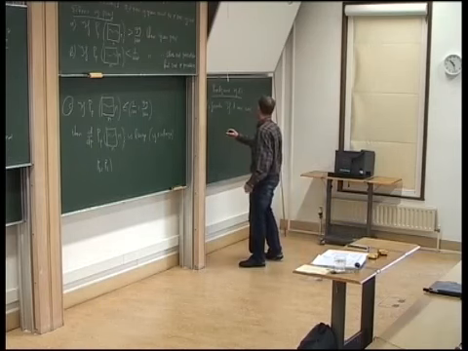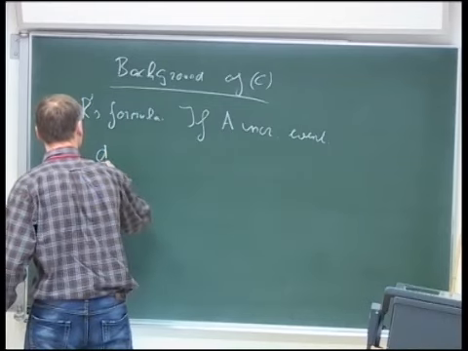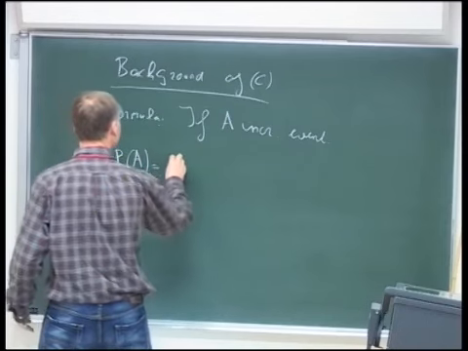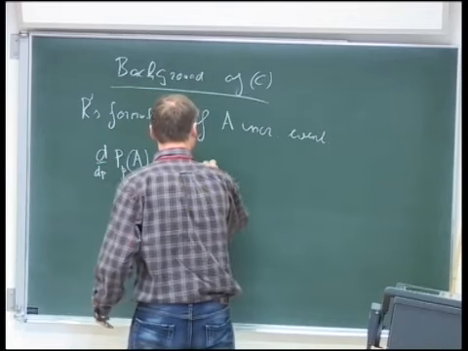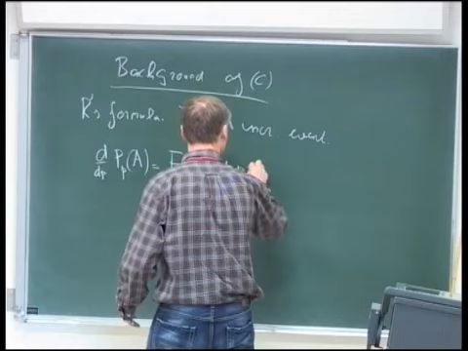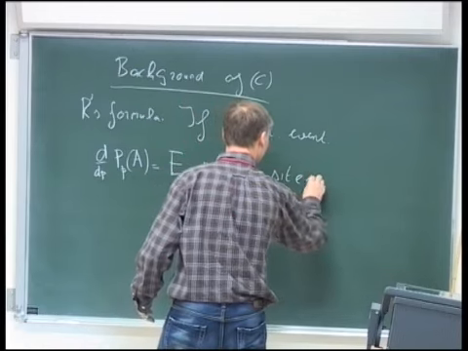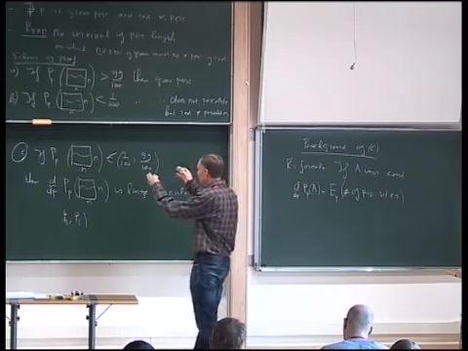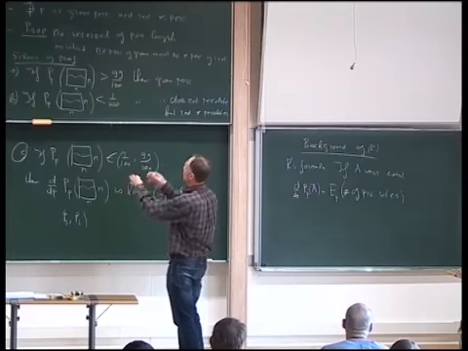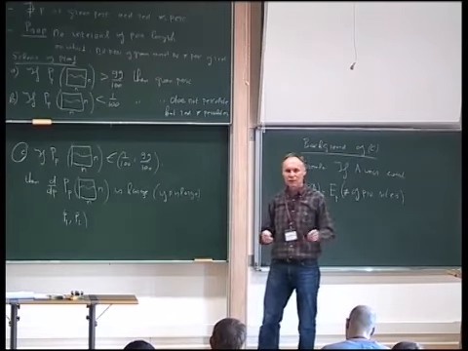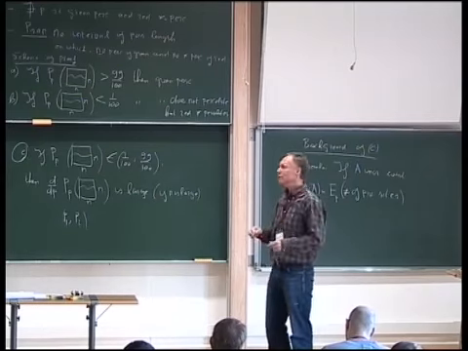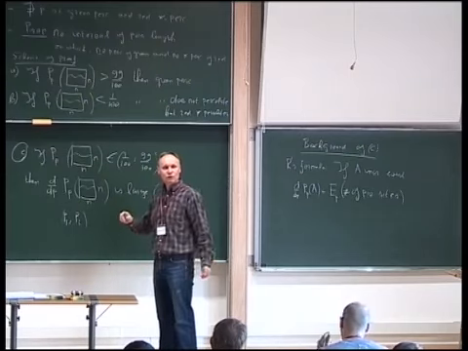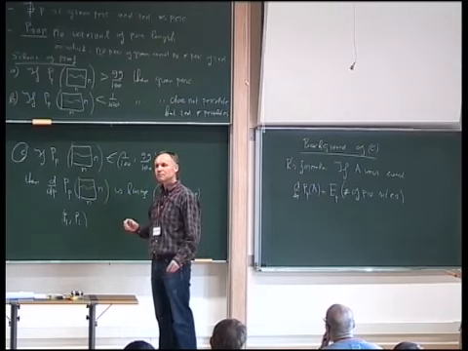And Russo's formula says that for every increasing event, the derivative d/dp of the probability of A is the expected number of so-called pivotal sides. Now, what is a pivotal side? If you have a configuration of green and red sides, then you call a side pivotal for the event A in that configuration if it has the property that when that side is green, A occurs, but by making it red, A does not occur.